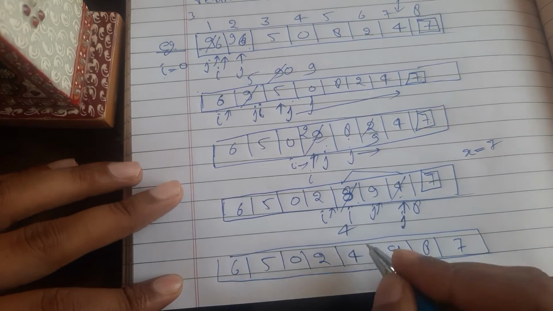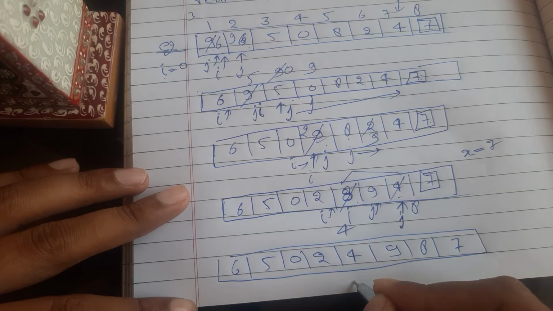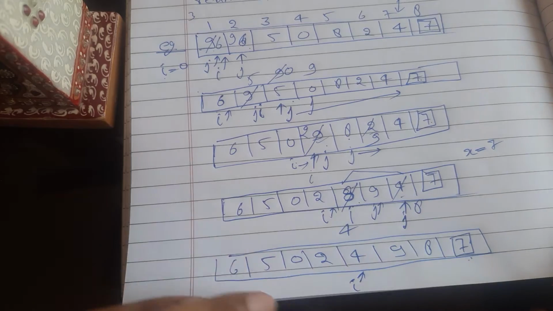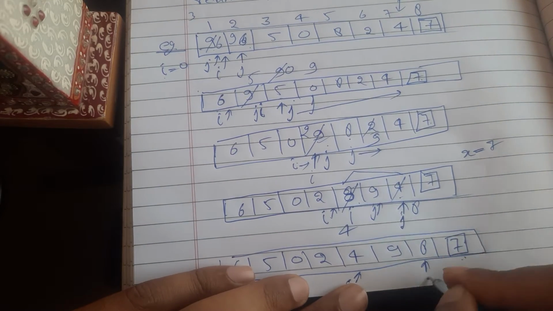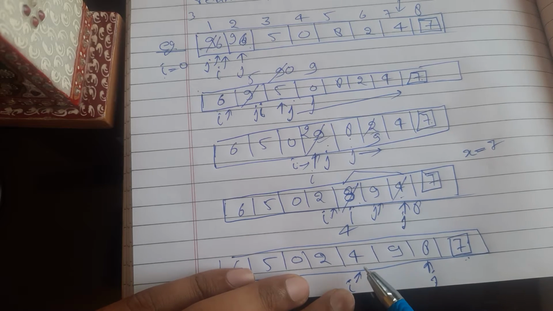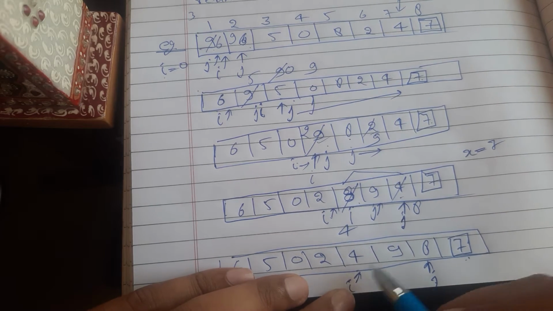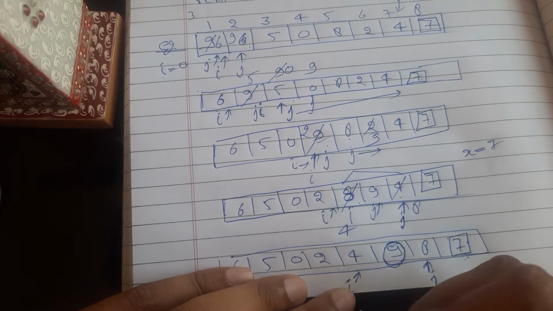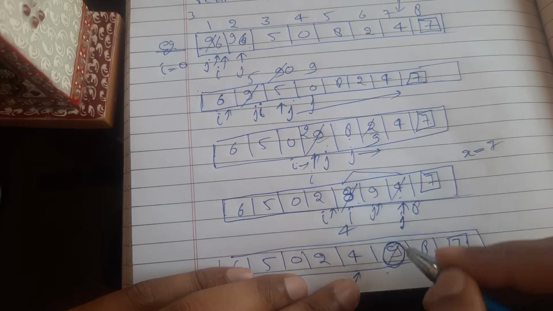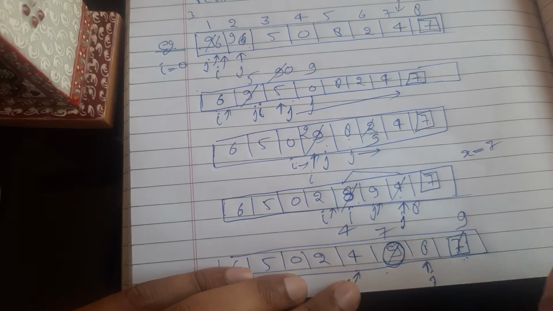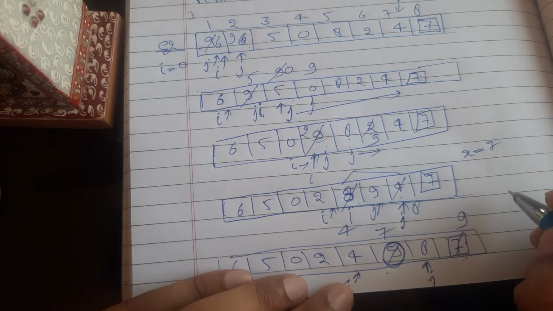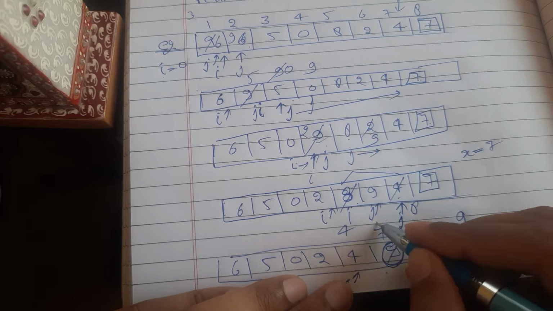Currently I is pointing to here, and this is my pivot node, and J is pointing here. When the for loop is over, then we exchange A of I plus 1, which is 9, with A of R, which is 7. Then it is 7 and this is 9. Then we return the index of A of I plus 1, which is the index of 7.